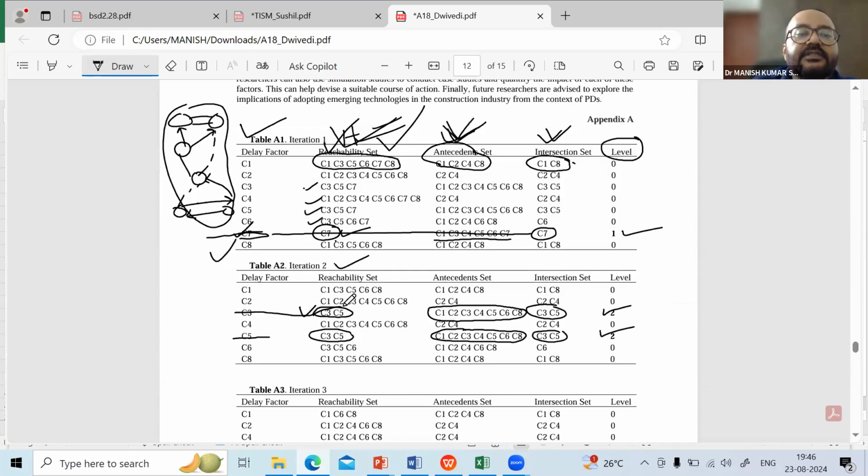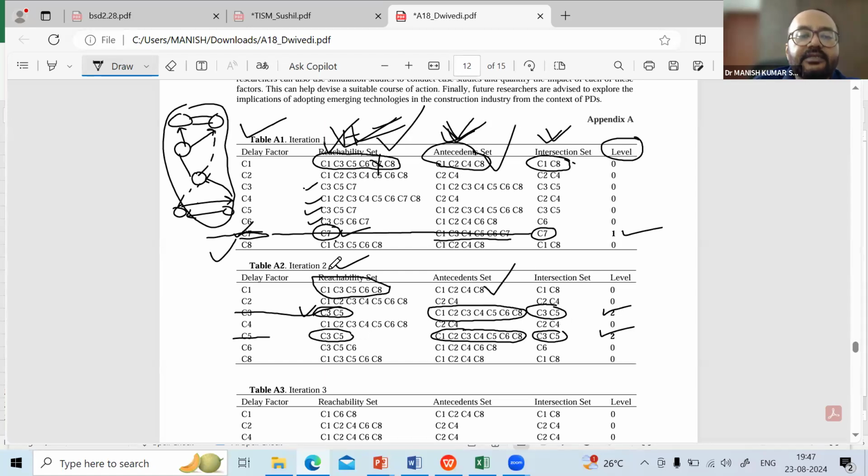So for example, in iteration 2, again C1. See this, what is removed? Can you see it? This one is removed; 7 is removed here. So C1, C3, C5, C6, and C8. Now this one in the next iteration comes from the figure, not from here. Actually, you can go back and check with the figure. And the antecedents, again C1, C2, C4, will be the same.